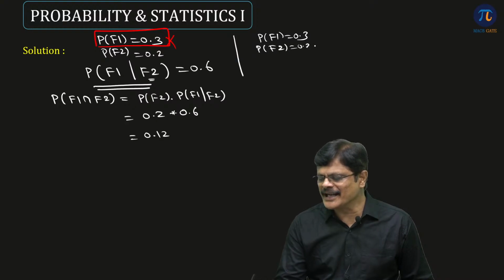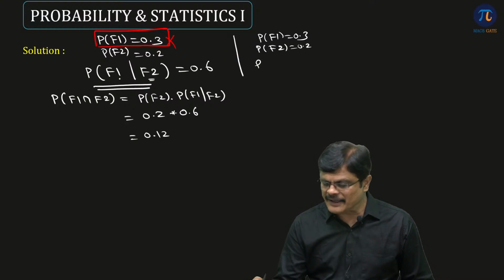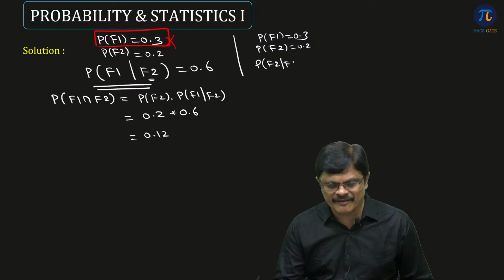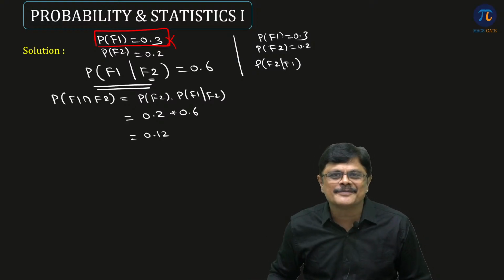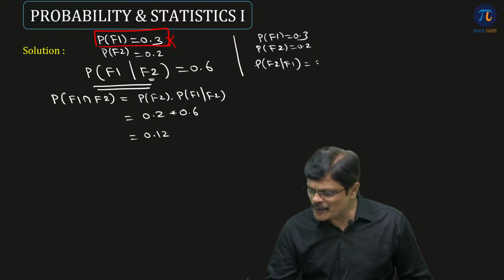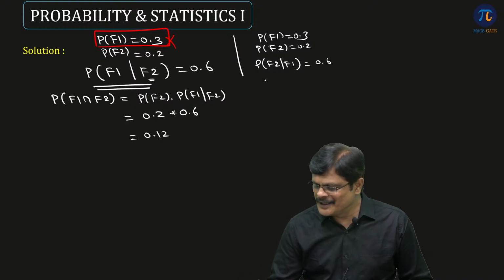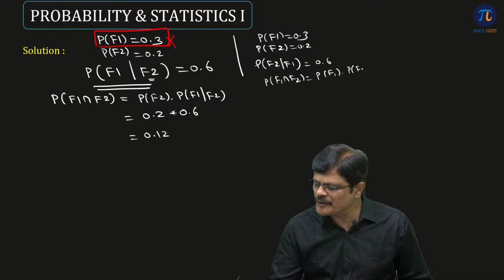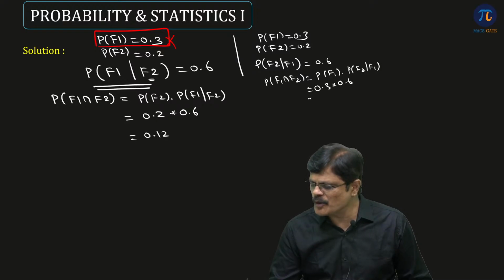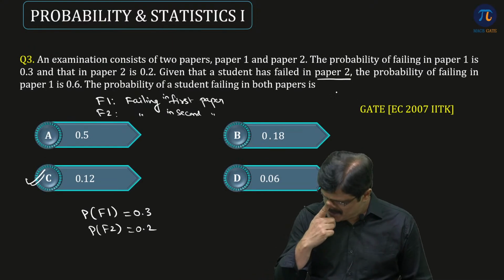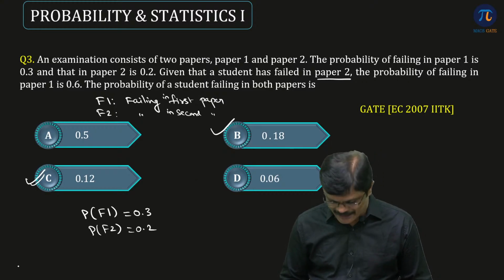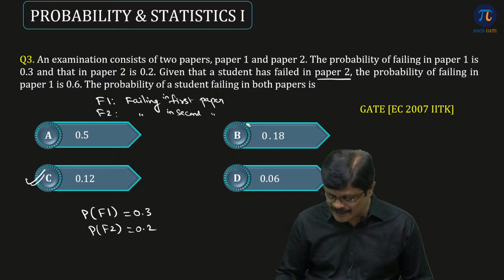People use their general knowledge. So instead of taking F1 given F2, if you take it as F2 given F1, then what happens? Suppose you take it as F2 given F1, then what is F1 intersection F2? This is probability of F1 into probability of F2 given F1, which is 0.3 into 0.6, which is 0.18. And if you see, the option 0.18 is also available, but that is not the correct option, Babu.